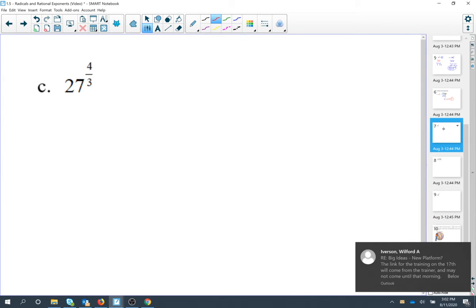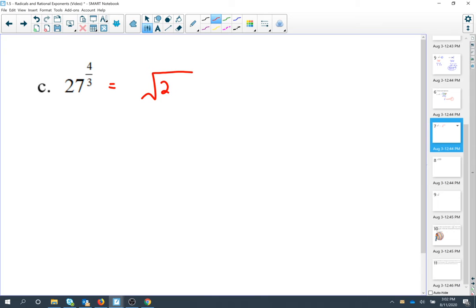Letter C, 27 to the 4/3 power. Again, I'm going to rewrite, so I'm going to have my radical, 27 is my base, 3 is my root, to the power of 4. Now, once again, you can choose. You can either do 27 to the 4th power, or you can do the cube root of 27. 27 to the 4th power, 27 times 27 times 27 times 27, that's not happening. If I had a calculator, great, but I don't. So I'm going to do the cube root of 27.